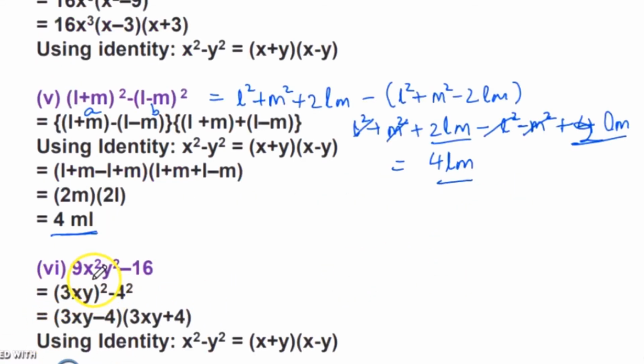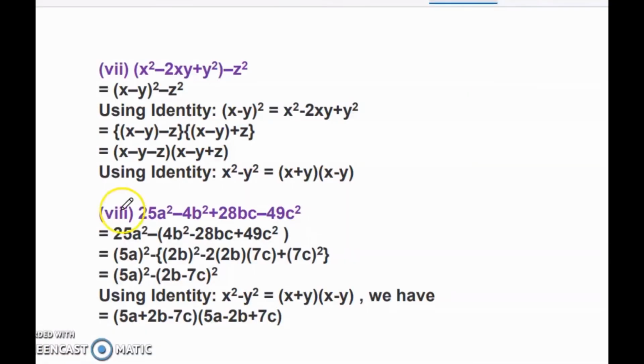In the next one, 9x square y square minus 16. Here 9x square y square, this can be written as 3xy the whole square minus 16 can be written as 4 square. Then again it is coming in identity form, a square minus b square. So a minus b into a plus b.